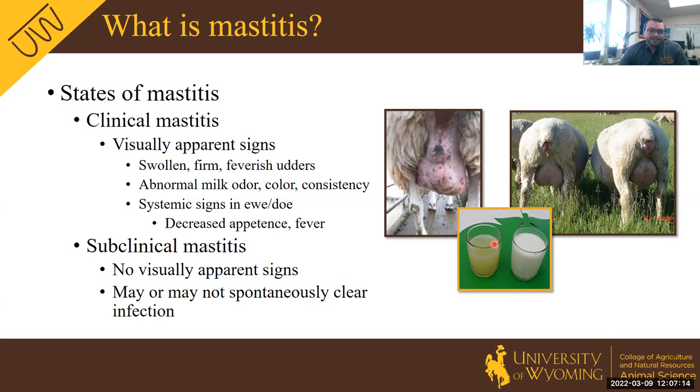However, subclinical mastitis is basically an invisible disease. There are no visually apparent signs in the udder, milk, or infected animal itself.